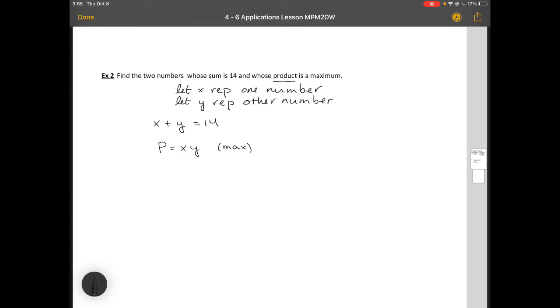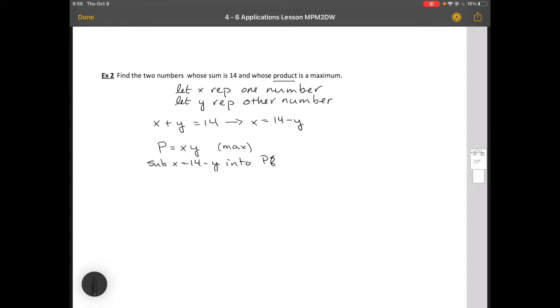So what if I can write that equation so that it's all in terms of one variable, so that it is a parabola, and then I can find the vertex. So let's rearrange our sum equation for x. And now I'm going to substitute that expression, just like we did in our first unit, into our product equation.